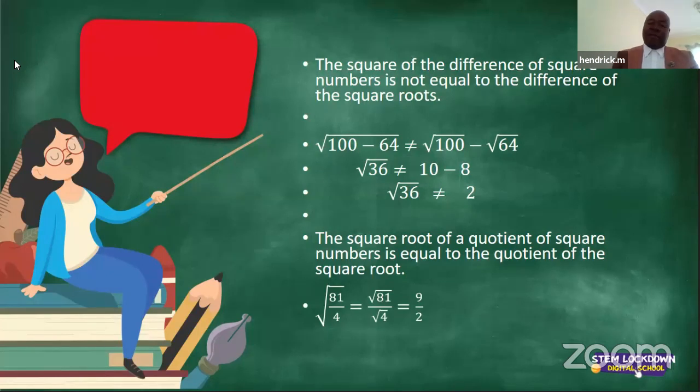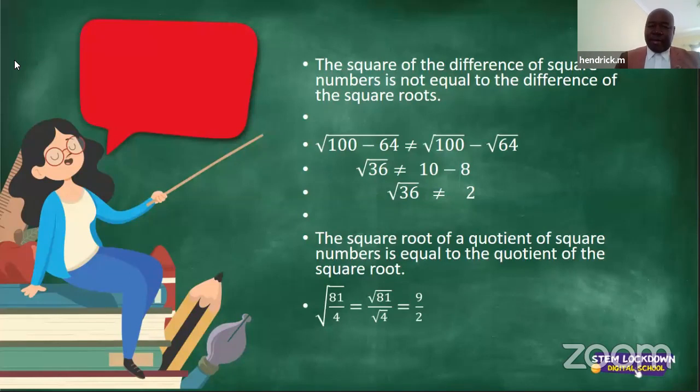But the difference with the quotient is that when you have the square root of 81 divided by 4, you can actually separate the square root into a fraction, meaning that each numerator and denominator gets its own square root. Therefore, it is the square root of 81 divided by the square root of 4. The square root of 81 is 9 and the square root of 4 is 2, so that would be 9 over 2.